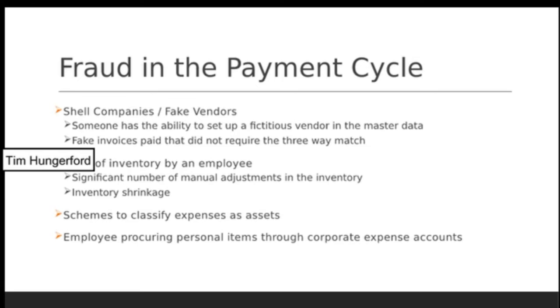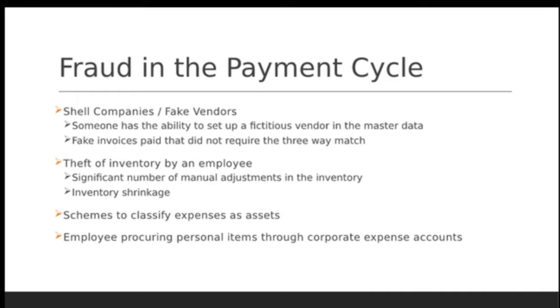Now, related to fraud in the payment cycle, you've got all sorts of disbursement fraud that's out there. Some of the main ones you'll see are fake vendors, also known as shell companies, where someone has the ability to set up a fictitious vendor in the master data, probably put their own address or their own bank account as far as where the payments go, and then they'll create fake invoices that get paid, and they likely do not require that three-way match that we talked about earlier because it might be a service.